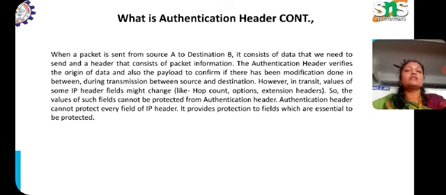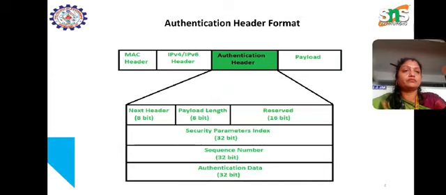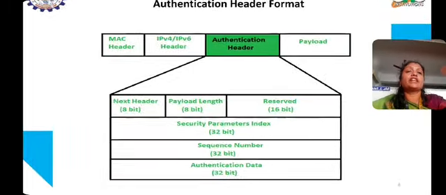However, in transit, values of some IP header fields might change. For example, hop count, options, extension headers. So the values of such fields cannot be protected from authentication header. The authentication header cannot protect every field of IP header. It provides protection to fields which are essential to be protected. That is, it provides protection to the data. So this is the header format, authentication header format.